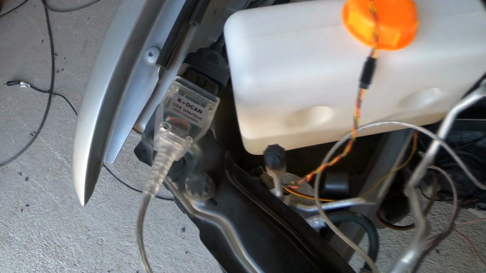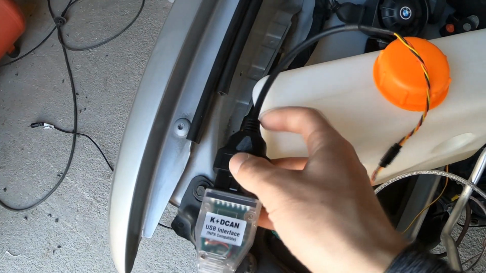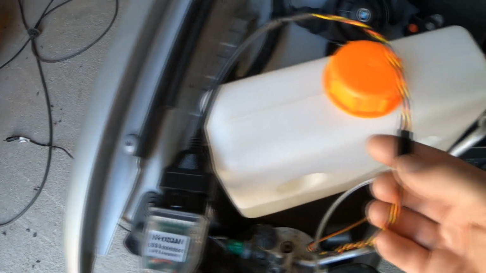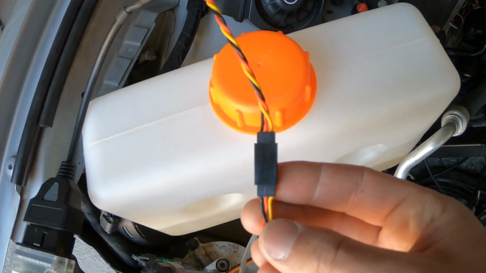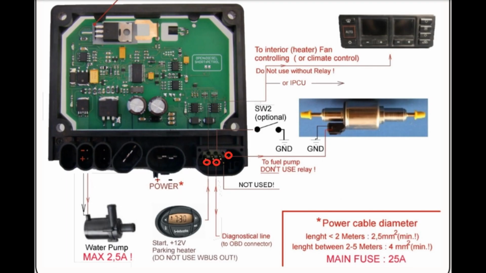Webasto is connected on diagnostic with a DCAM USB interface. I made a black adapter for 3 wires, but it can be connected directly to the OBD on pin 7, which is K-line, pin 4 is ground, and pin 16 is 12 volt, as you can see on the picture. Second picture is the wiring diagram for Webasto.